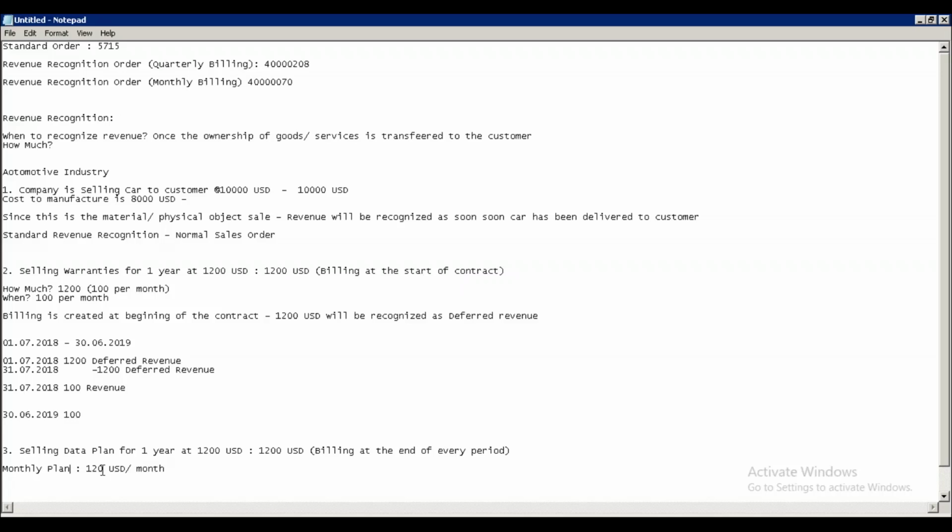Yeah, let's say the monthly plan is per month. Okay, and the service provider is asking you if you enter into yearly contract.